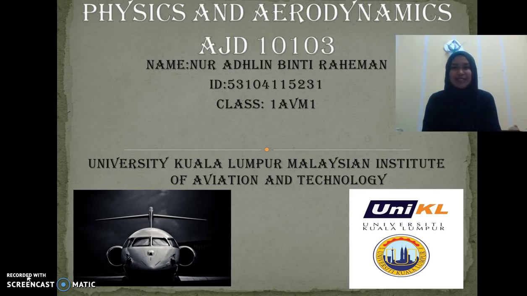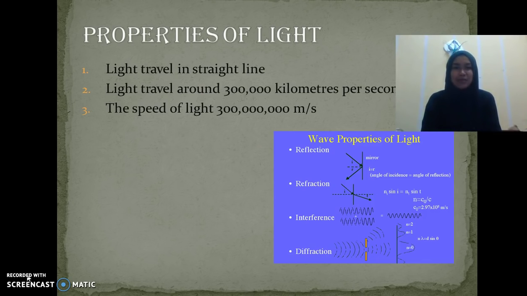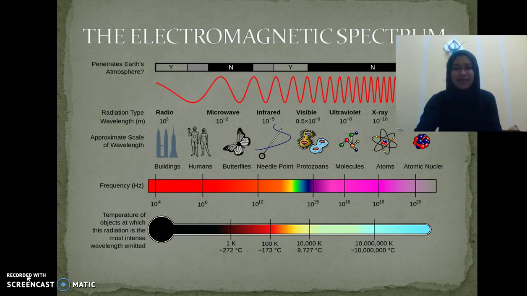Today I would like to present about physics and aerodynamics. The first topic is properties of light. Light travels in a straight line. Light travels around 300,000 km per second. The speed of light is 300 million meters per second.